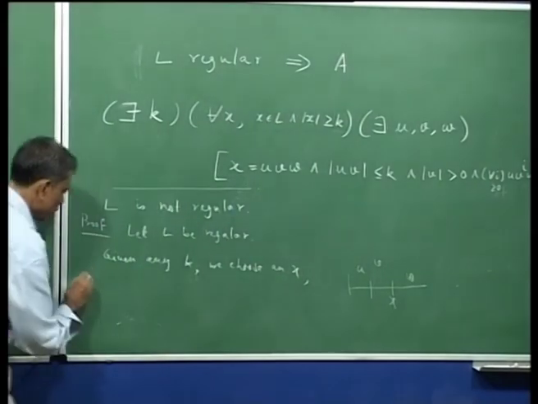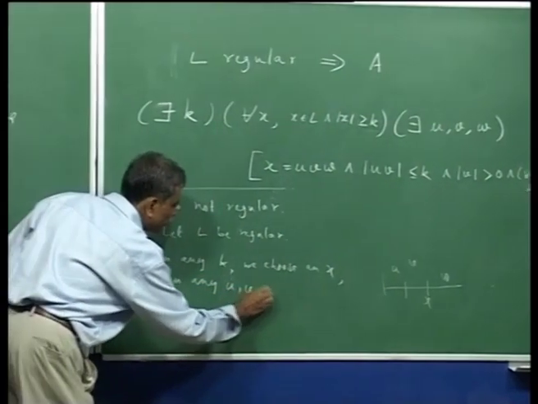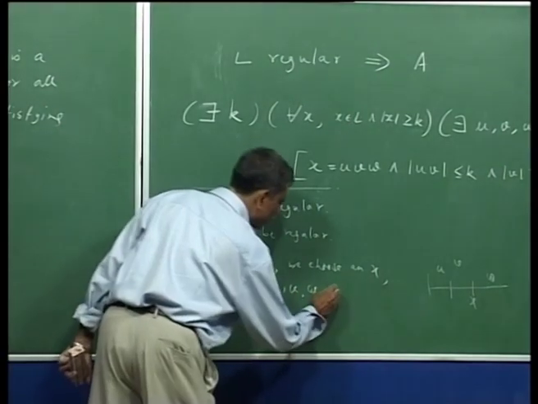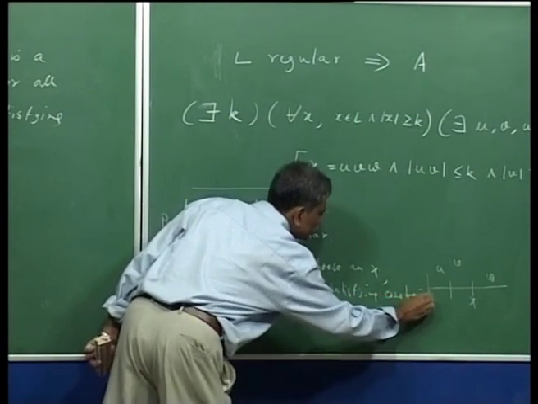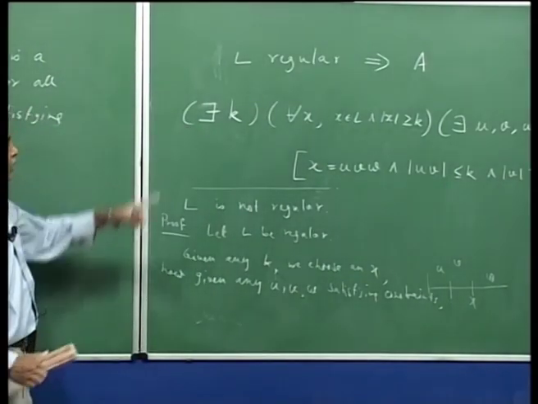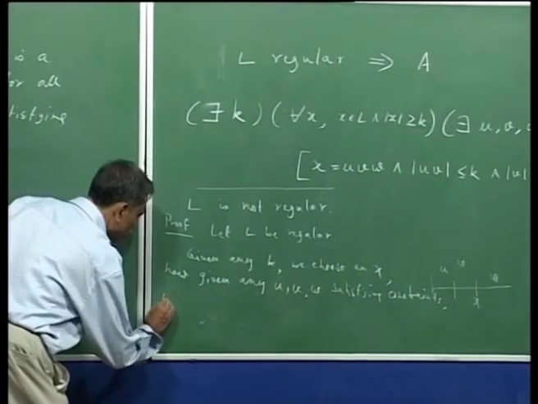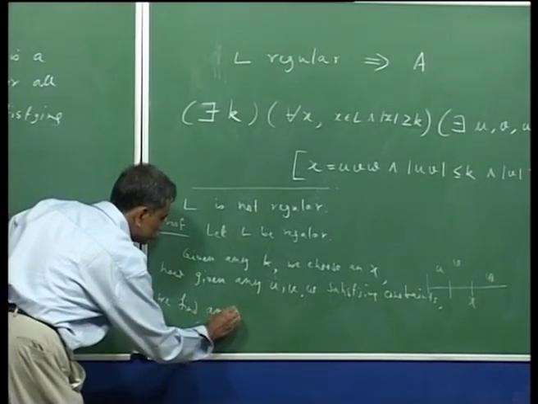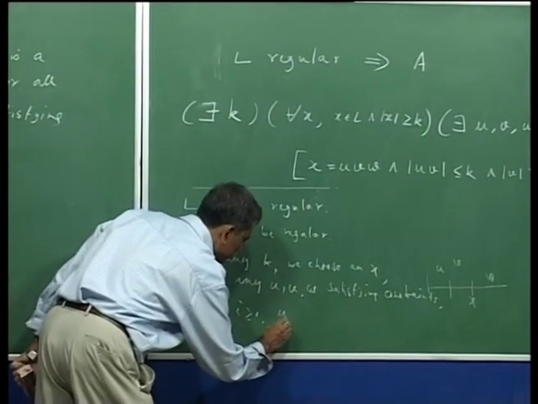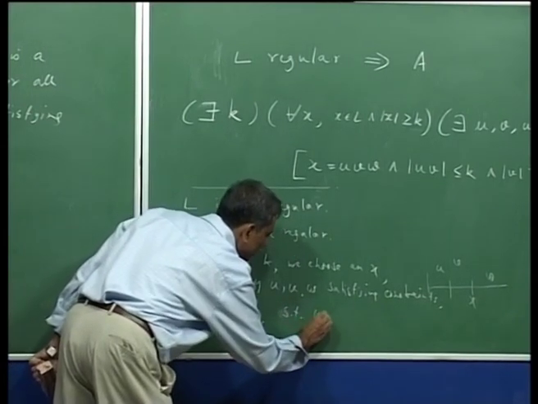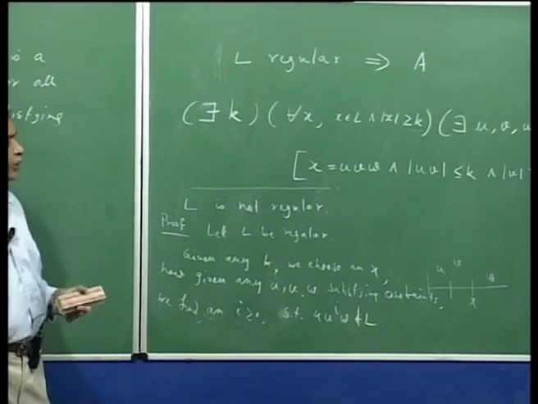So, we choose an x. Now, given any u, v, w satisfying the constraints, it is now in my hand to choose an i. We find an i, and to derive the contradiction, this i should be such that u, v^i, w is not in the language, and then therefore, I win the game.